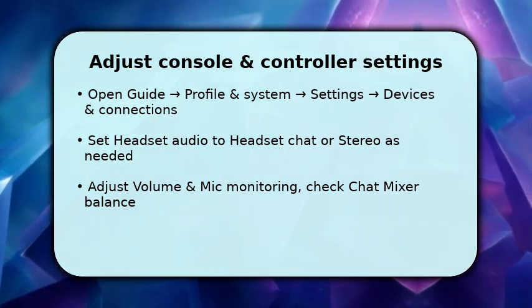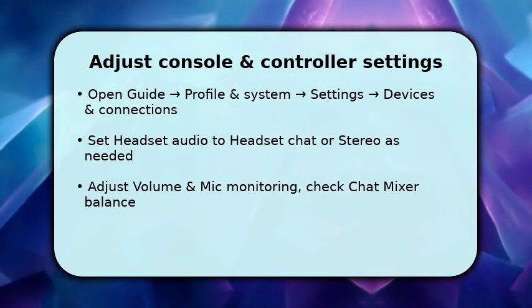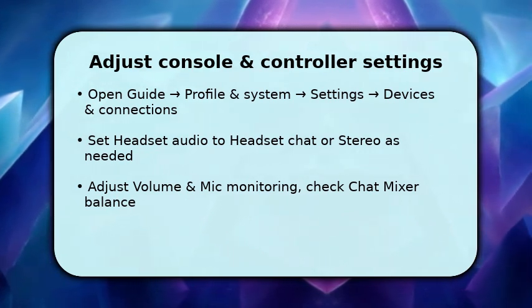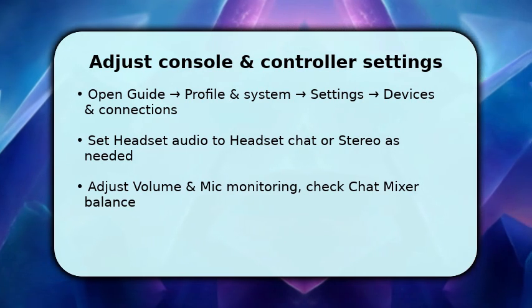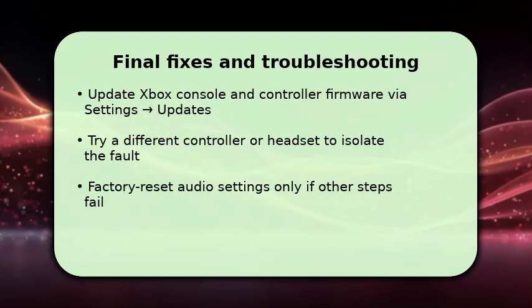Then adjust volume, mic monitoring, and chat mixer to balance game and party audio. If you change settings, sign out and back in, or unplug and replug the headset to force the console to reinitialize the audio path. Finish with firmware and isolation steps.